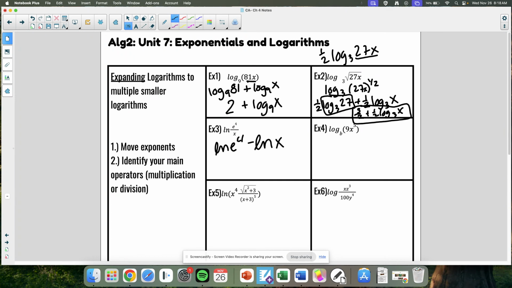That 4 is an exponent, but is that 4 an exponent on the whole fraction or just part of it? Just part of it. So that's why I didn't move it to the front right away. On example 2, that exponent was for everything, so it can go to the very front. Here you can't move it until you already have them split. Now that exponent can go in the front.